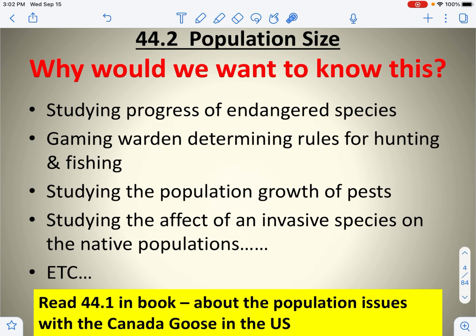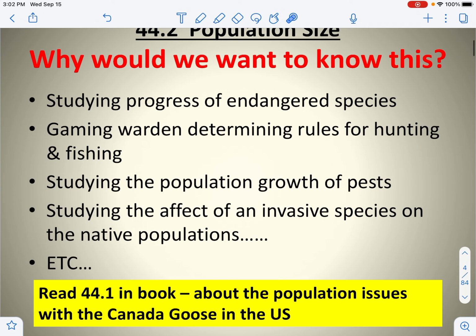Why would we want to know population size? These are some real life examples of why you might want to estimate the size of a population, which is what we're about to do in a second. When they're studying endangered species, a lot of times they want to know the population number. If you're the game warden and you're determining how many deer people can kill each year or how many fish they can get out of a lake each year, you're monitoring the population growth curves of these species to determine what's safe so it doesn't go extinct.